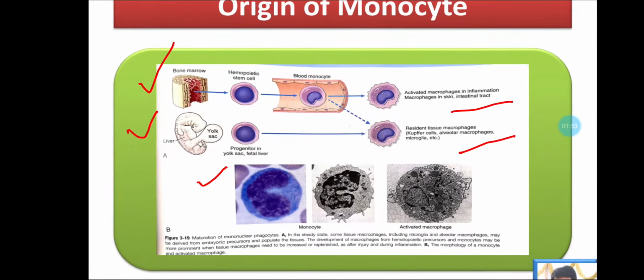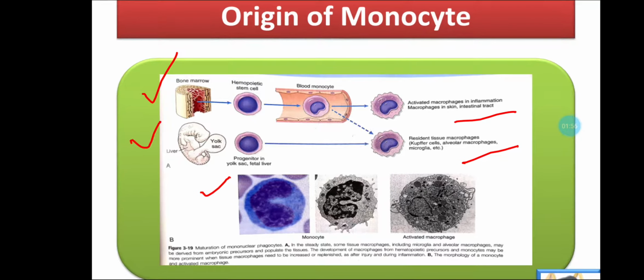So if we go through the origin of these monocytes, there are two important sites. During the intraembryonic life, the progenitor cells in the yolk sac and liver differentiate into the tissue macrophages, and they reside in the liver as Kupffer cells, in the lungs as alveolar macrophages, and in the brain as microglial cells. And at different sites they are also migrated.